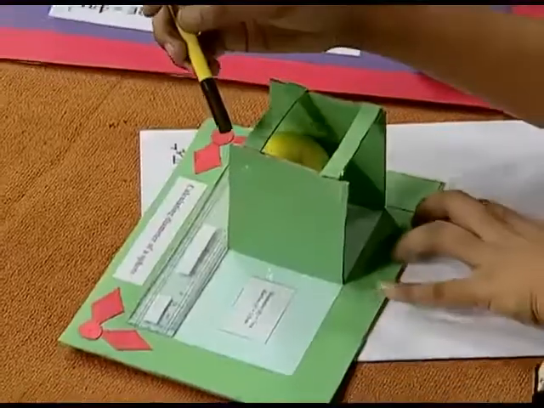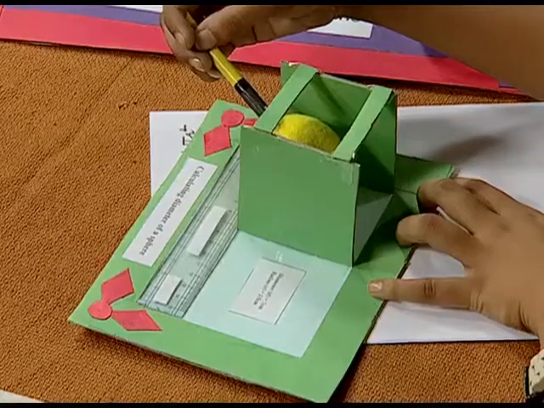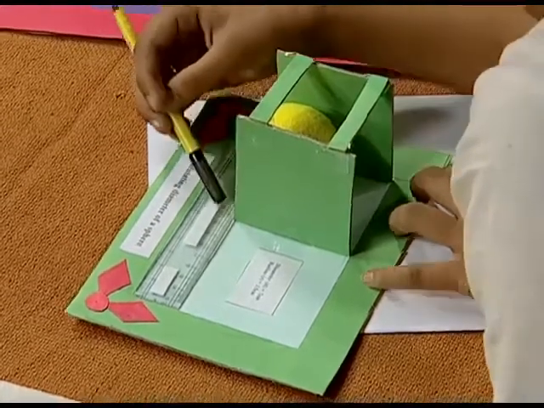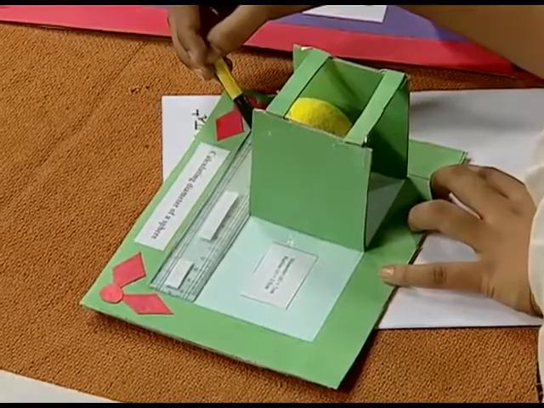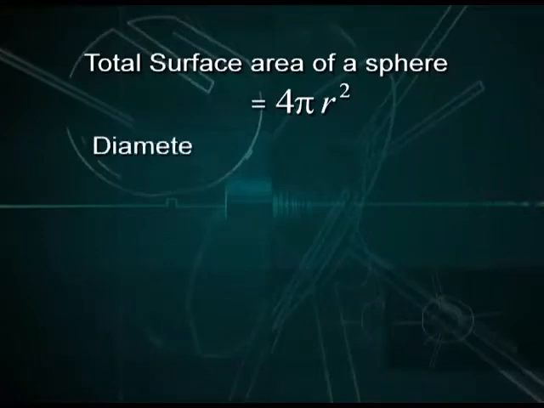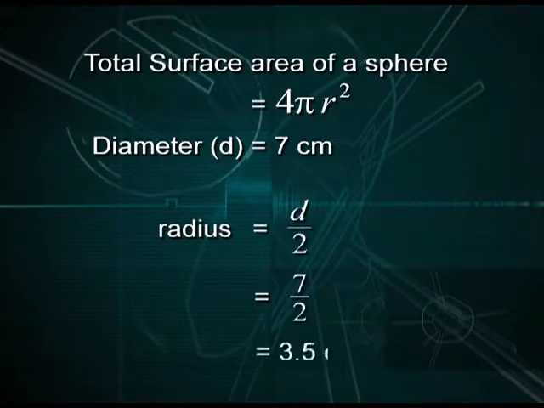As we can see in this model, we have placed two cardboard pieces parallel to each other and in between is a sphere, and this is the scale. The distance between these two cardboard pieces, as we can see, is nothing but 7 centimeters. So, the diameter, let us denote it with D, is equal to 7 centimeters, and as I have told you before, the radius is equal to half of the diameter, which is equal to 7 by 2, which is equal to 3.5 centimeters.